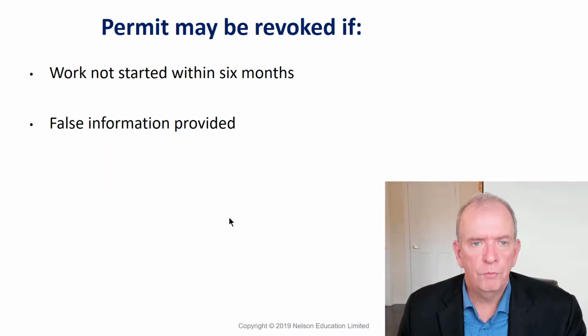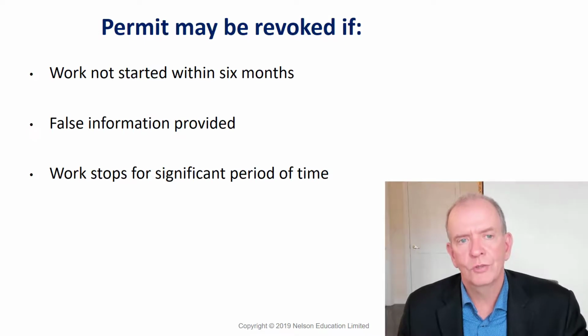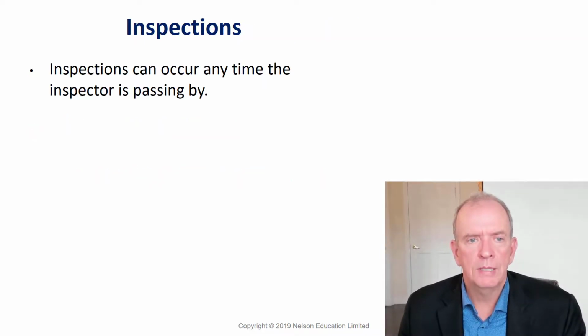Your permit can be revoked. Just because you get a permit doesn't mean it's good forever. You've got 6 months. If you provide false information, of course, that could do it. Or if the work stops for a significant period of time, because codes change, right? So as codes change, you want to have that in place.